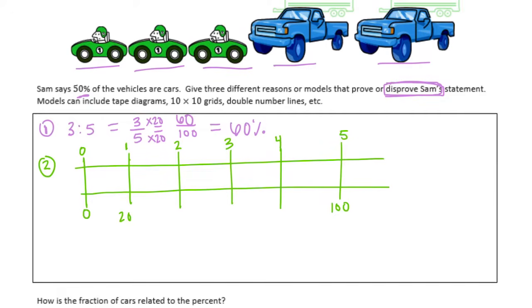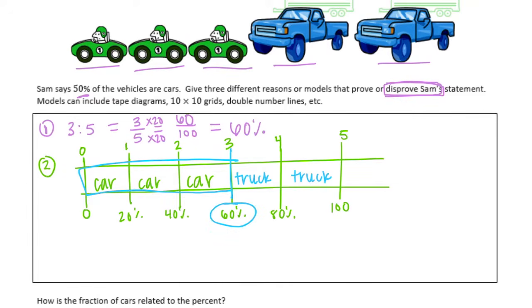So we'd have 20%, 40%, 60%, 80%, and 100%. So if we have, let's see, I'll label this as car, car, car, and then we have truck, truck, 3 cars, 2 trucks. So here, this part is equal to 60%. 3 cars, 60%. So there's another way to show it.